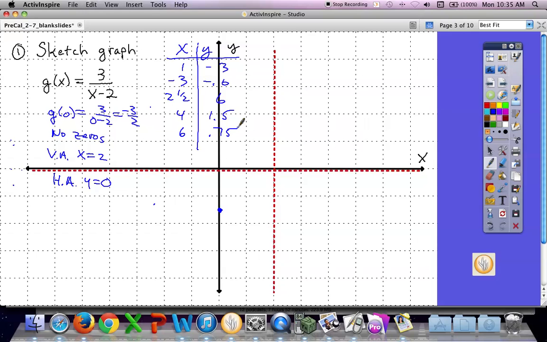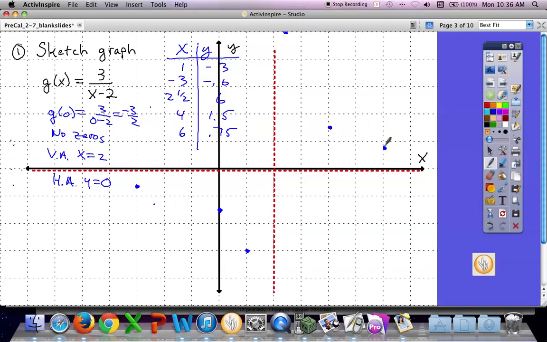How do you get to the graph? The table of values? Second graph. So 1, negative 3 is right there. Negative 3, negative 0.6. So that would be about right there. 2.5, 6. So it's off the screen up on the top. 4, 1.5. And 6.75.